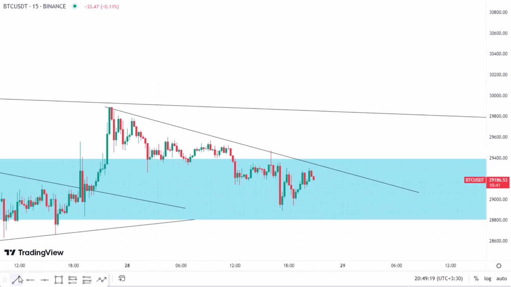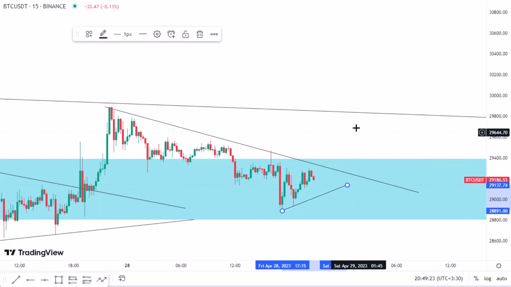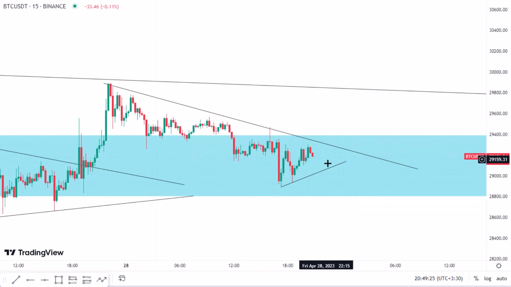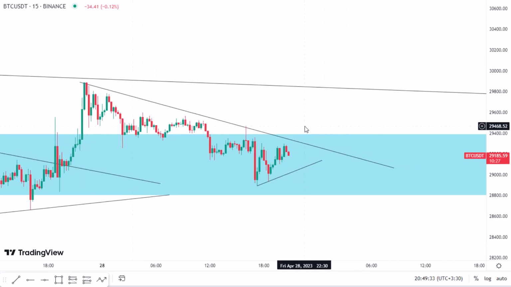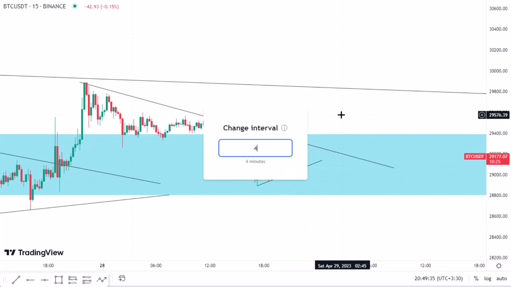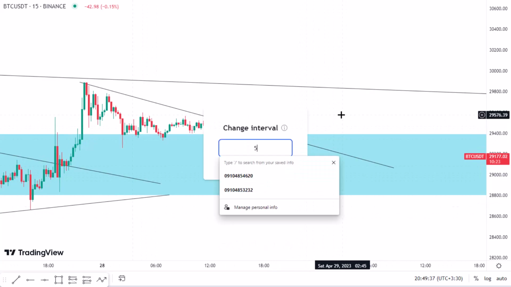We can imagine a trend line like this. If I can draw it, yeah. If the price can break this to the downside, we will enter a sell position and set our stop loss, and we look for our reward on just 15-minute time frame. Let's check 5-minute time frame too.